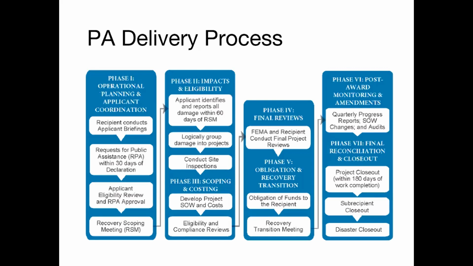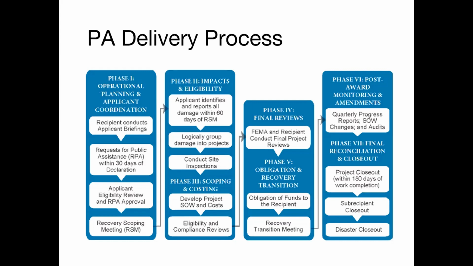So how does this all work? The general life cycle of disaster recovery for the PA program is organized into phases. After a presidential declaration, the state coordinates the applicant briefings. Within 30 days of declaration, interested applicants must submit the request for public assistance, RPA, in HSEMD's grant system, EM Grants. In this case, disaster 4796 has received a time extension through September 9th.